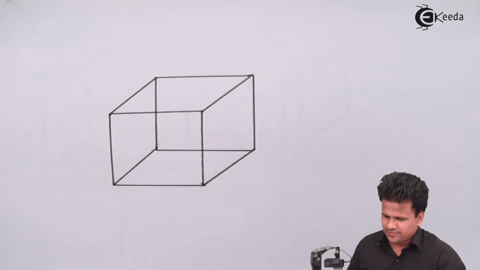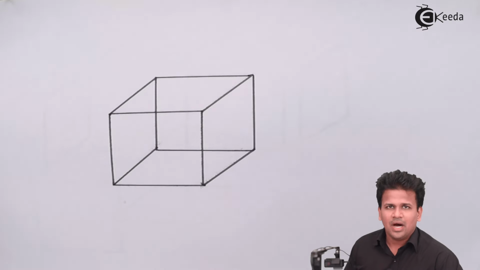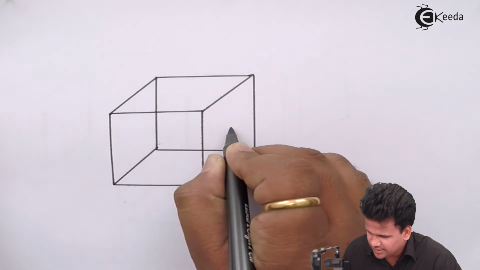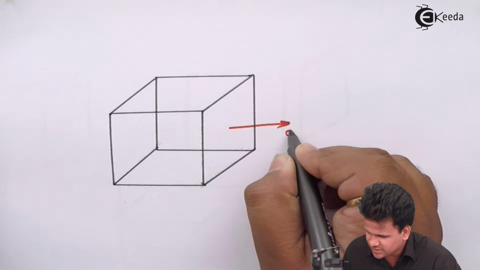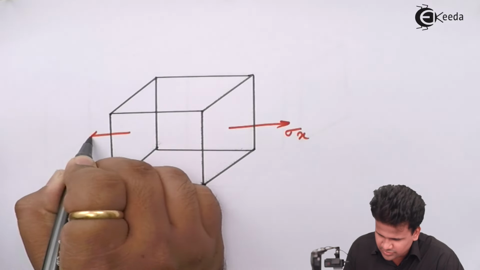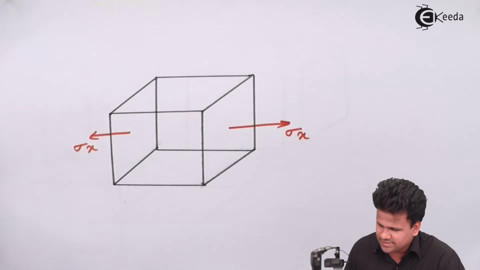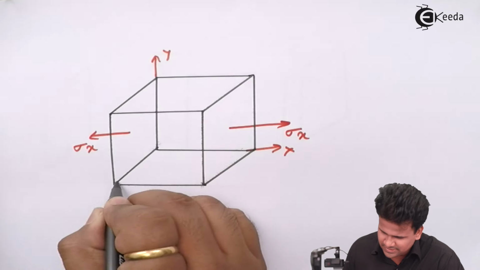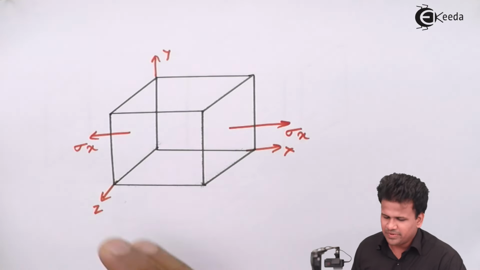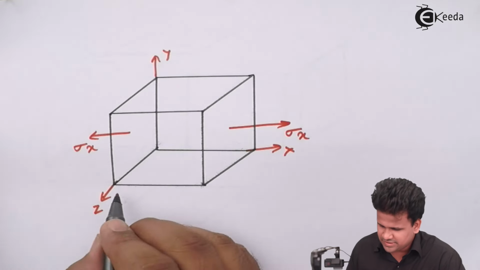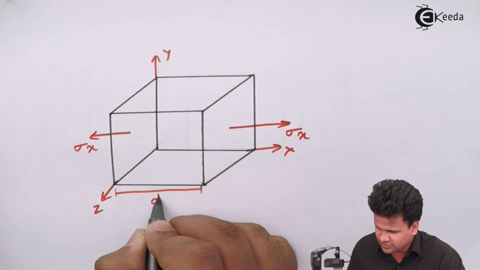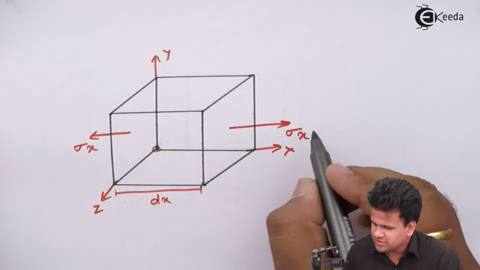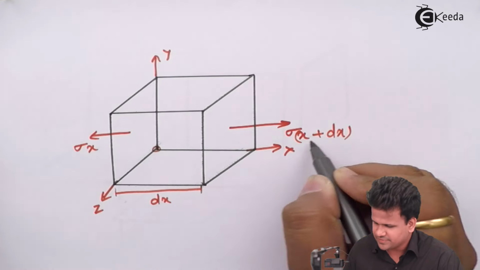Now the first stress which we are going to draw will be along the x direction. So this will be sigma x, this is also sigma x. But now let us see this properly. So this is the x-axis, this will be the y-axis, this will be the z-axis. So this plane will be the x plane, x direction. Now this is changing by a distance of dx. So over here this is sigma x at the origin, so this will be sigma x plus dx.